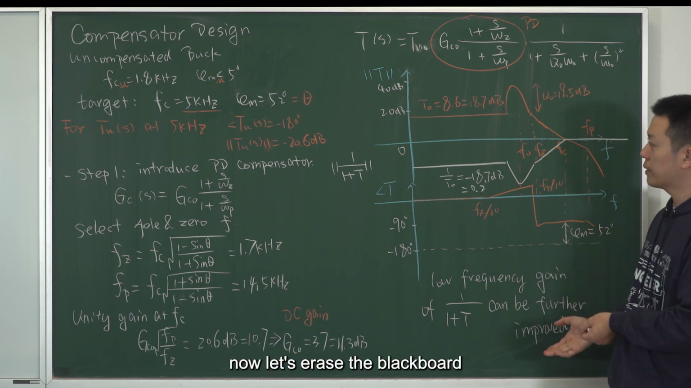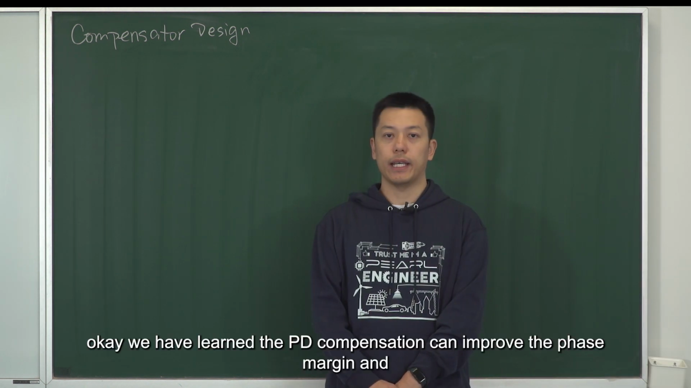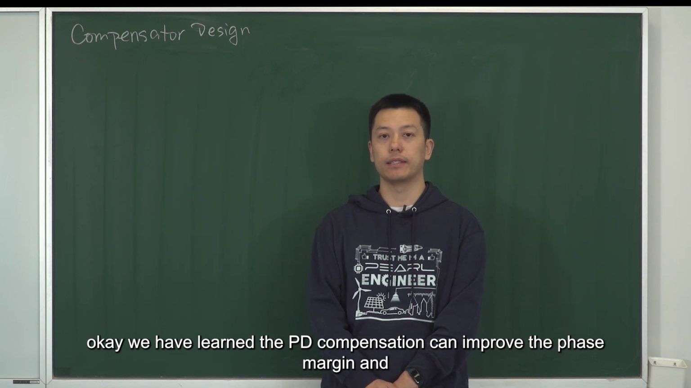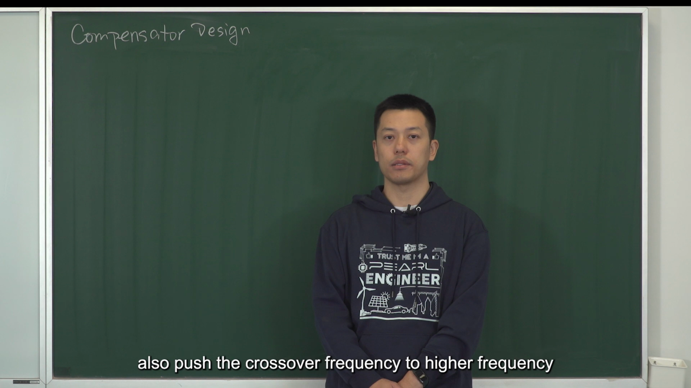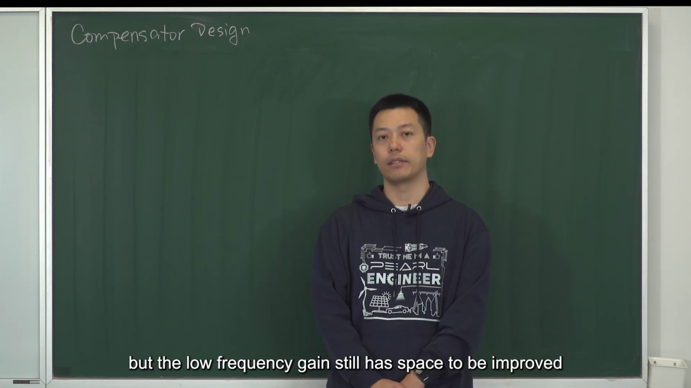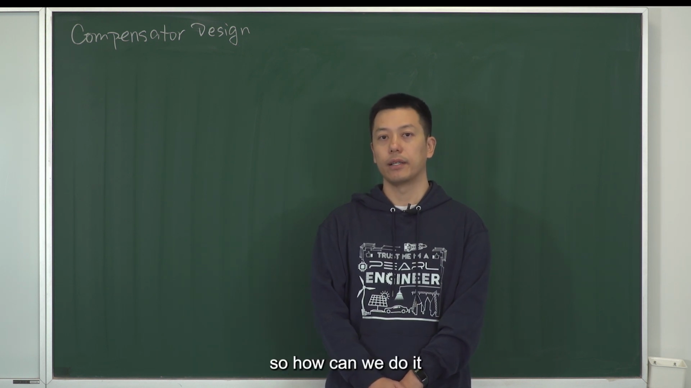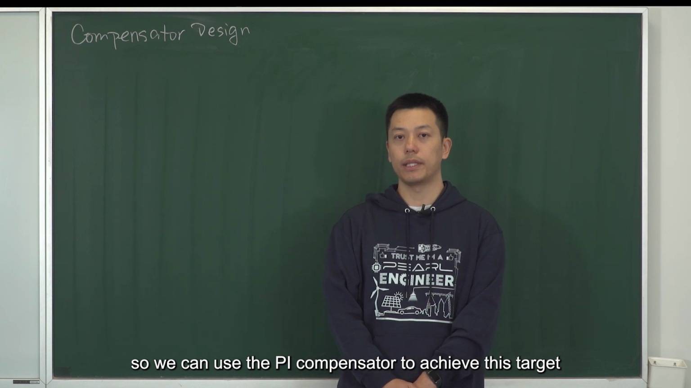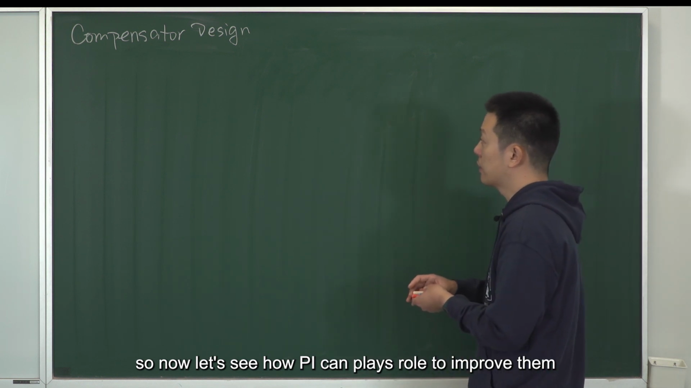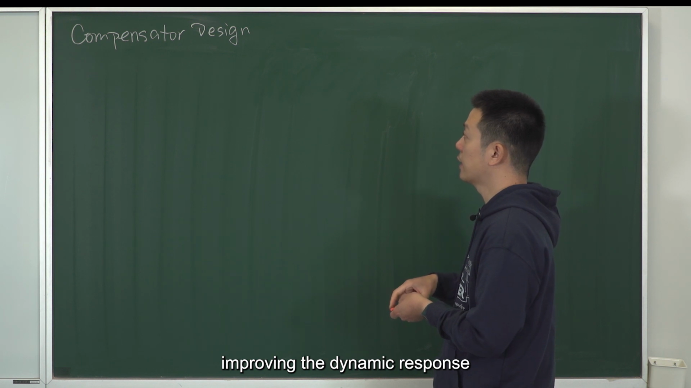Okay, now let's erase the blackboard. We have learned the PD compensation can improve the phase margin and also push the crossover frequency to higher frequency. But the low frequency gain still has space to be improved. So how can we do it? We can use the PI compensator to achieve this target. So now let's see how PI can play its role in improving the dynamic response.